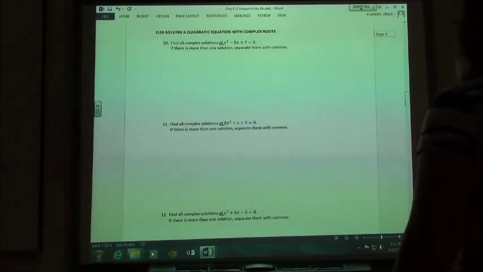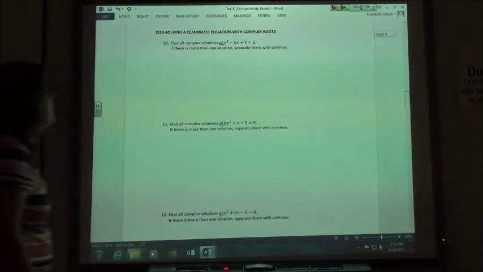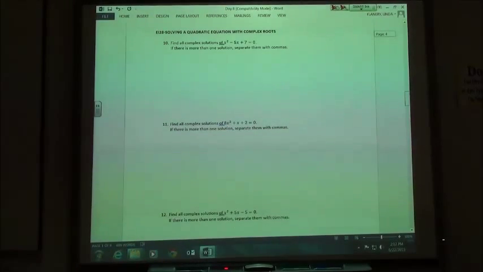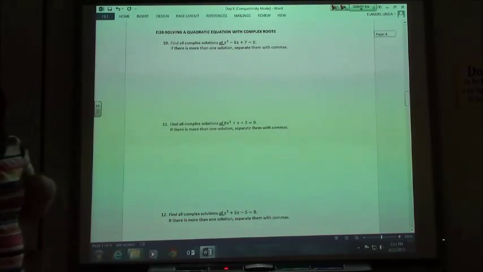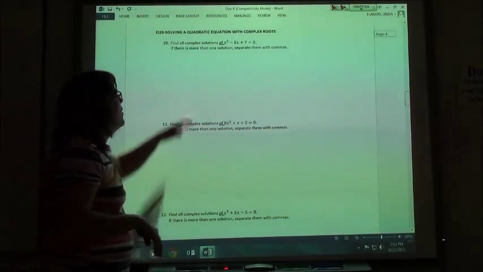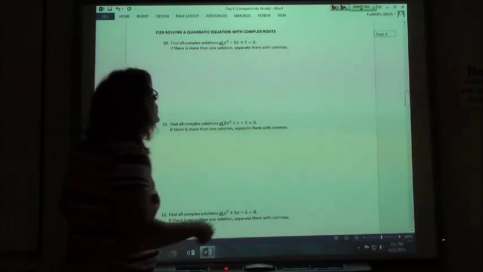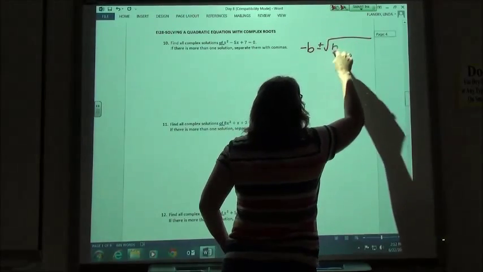Now the next three say that you're finding the complex solutions, which again tells me I'm probably going to use the quadratic formula, but this time I may or may not end up with imaginary numbers. Most of the time you will, but sometimes they throw in one that's just a real number, because technically that's a real number plus a 0i, which is a complex number. So when it says to find the complex solutions, again, we're going to use our quadratic formula.